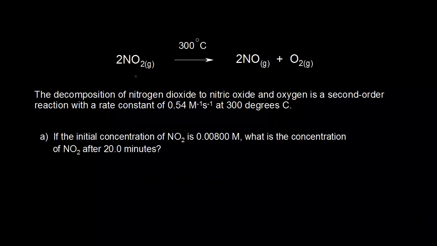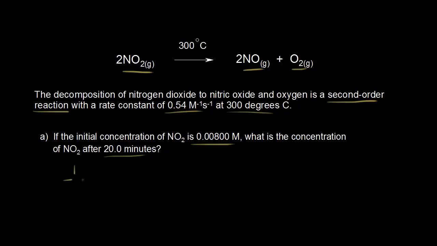We've seen this reaction before. This is the decomposition of nitrogen dioxide to nitric oxide and oxygen. And we've already proved it's a second order reaction, and we also found the rate constant at 300 degrees C. So in part A, if the initial concentration of nitrogen dioxide is 0.008 molar, what is the concentration of nitrogen dioxide after 20 minutes? Well, we know this is a second order reaction, so we can use our integrated rate law for a second order reaction.